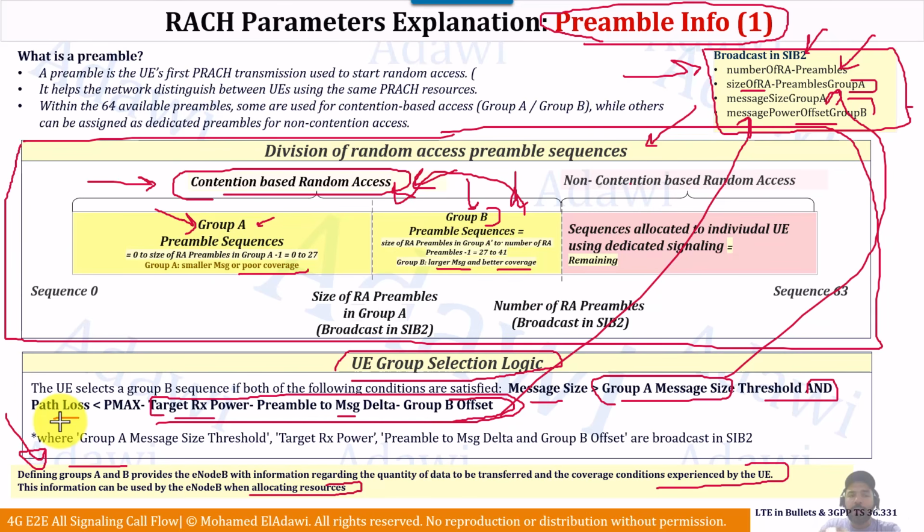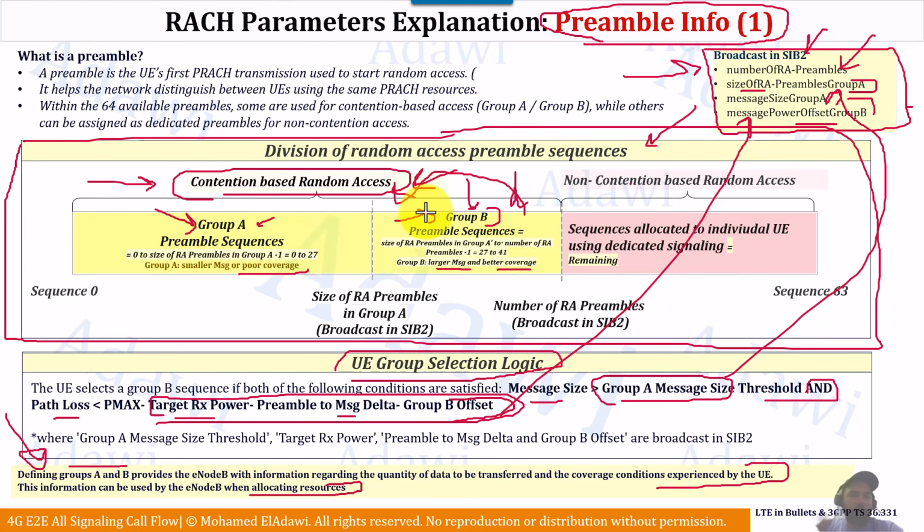So if it's less than this, it means the user needs to go and select group B in case of the message size as well. The main idea is that this gives an indication to the eNB that the user in group A is in a poor radio condition. If these conditions are satisfied, the user will use group B. So this gives an indication to the eNB that this user is in a good radio condition.